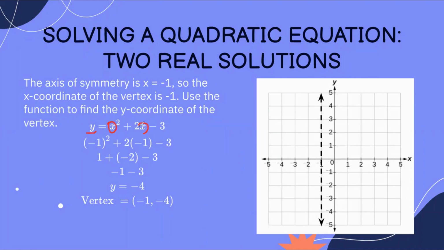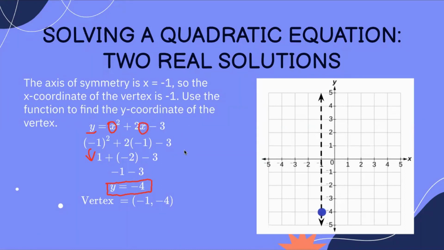your x values. You would get negative 1 squared plus 2 times negative 1 minus 3. Negative 1 squared simplifies to positive 1, then plus negative 2 minus 3. 1 plus negative 2 is just negative 1, and then lastly subtract 3, and you get that your final y value is negative 4. So make this into an ordered pair. Your x value is negative 1, and your y value is negative 4. So your vertex is going to be at negative 1, negative 4.